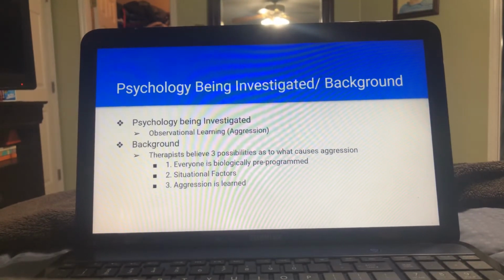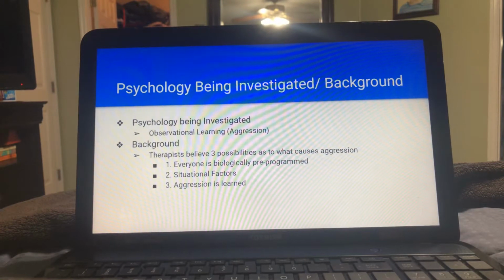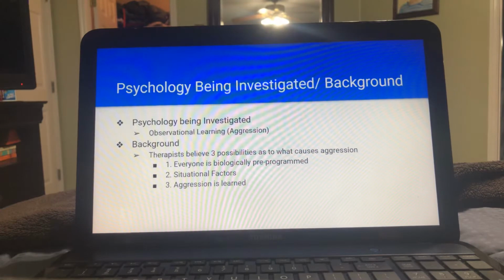The psychology being investigated is observable learning of aggression. The background of this is that therapists believe there are 3 possibilities as to what causes aggression. Number 1 is that everybody is biologically pre-programmed. Number 2, situational factors. And 3, aggression is learned.